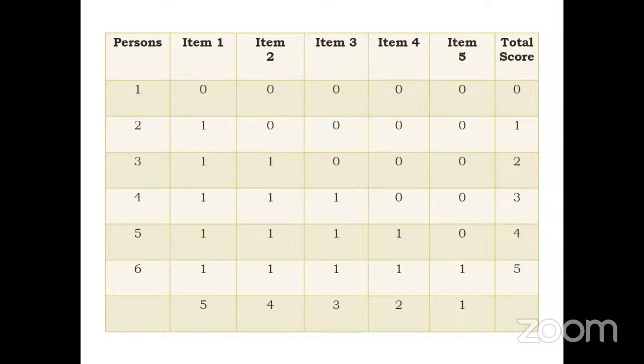Okay. So again, if you look at the last row, you'll see that the first item was answered correctly by 5 people. Second item answered correctly by 4 people. Third item answered correctly by 3 people. Okay. And likewise. So this is the perfect Guttman structure that was proposed. Okay. Now tell me whether this perfect Guttman structure that we are looking at, is it possible in real life situation?